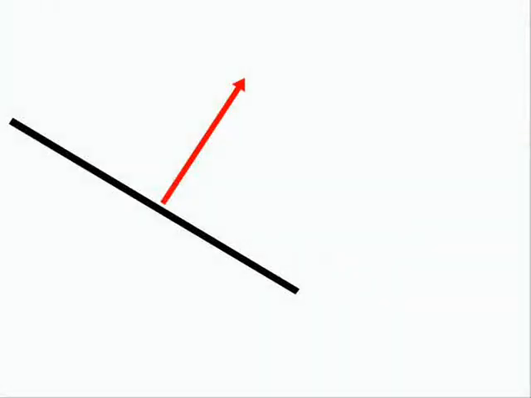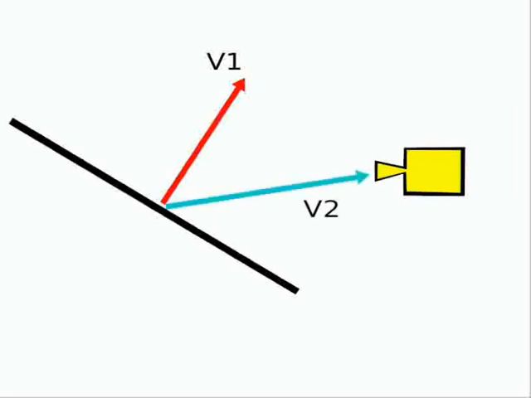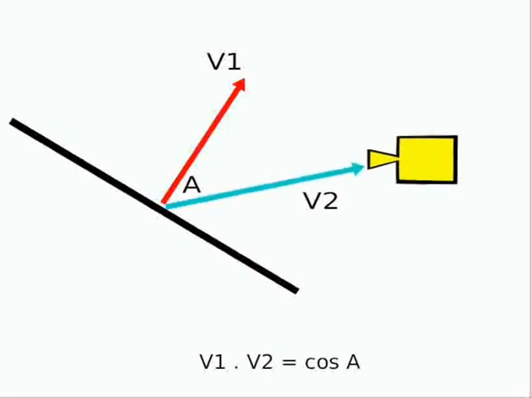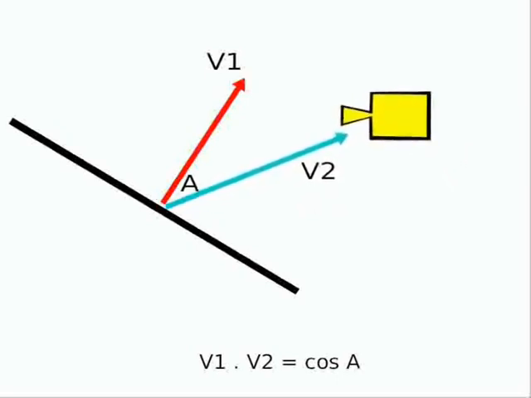Well, we start with a polygon, that's the black line, and the normal of the polygon. That's the red line, the red arrow, which we'll call V1. That's a vector. We also know where the camera is located relative to the polygon, and we'll call that vector from the polygon to the camera V2. We want to find out the angle between these. That angle is A. And what we can do is use the dot product, V1 dot V2 equals the cosine of that angle. The cosine is a very useful value, and in this case it's very efficient to calculate.